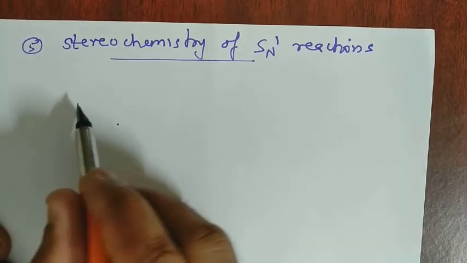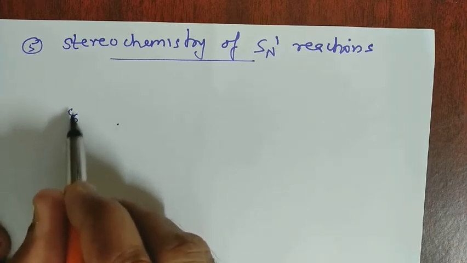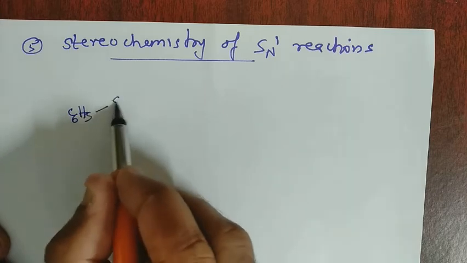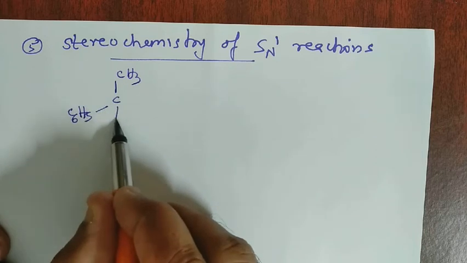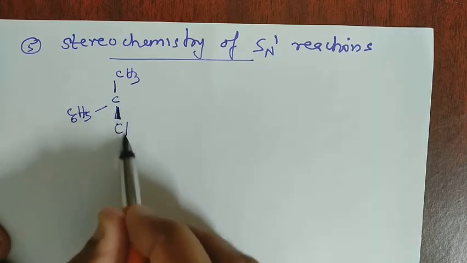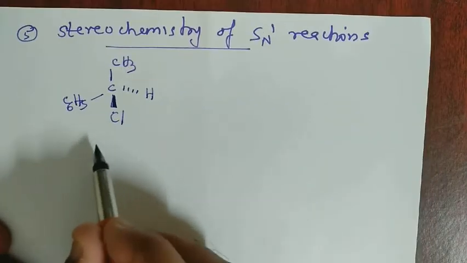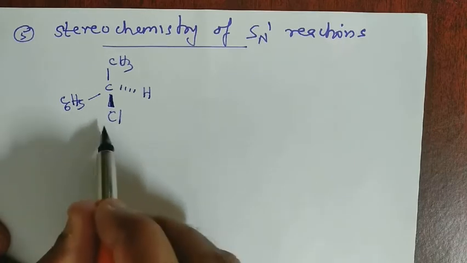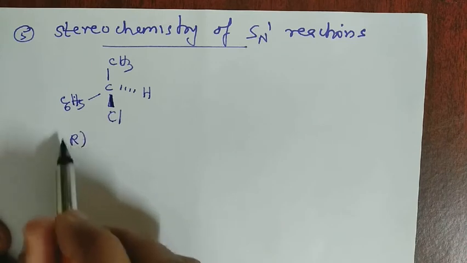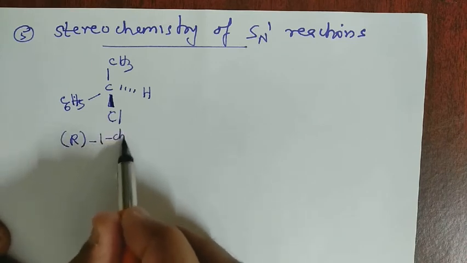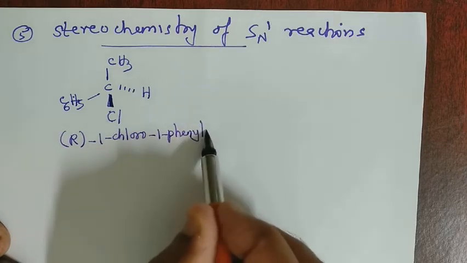So consider an example: 1-chloro-1-phenylethane. Here the first carbon atom is asymmetric. This represents the R isomer, as 1, 2, 3 runs in the clockwise direction. Sorry, it is the R isomer of 1-chloro-1-phenylethane.